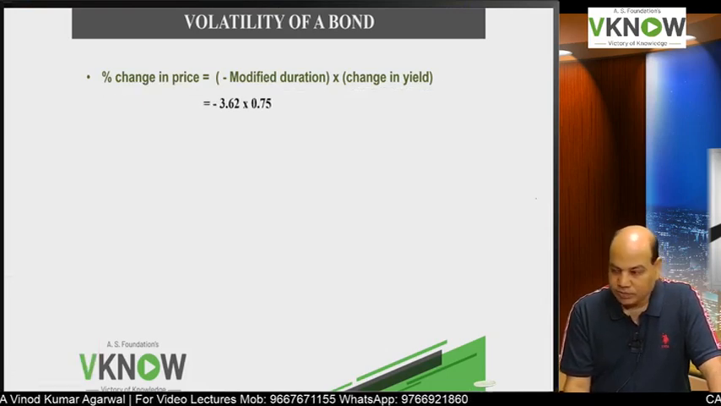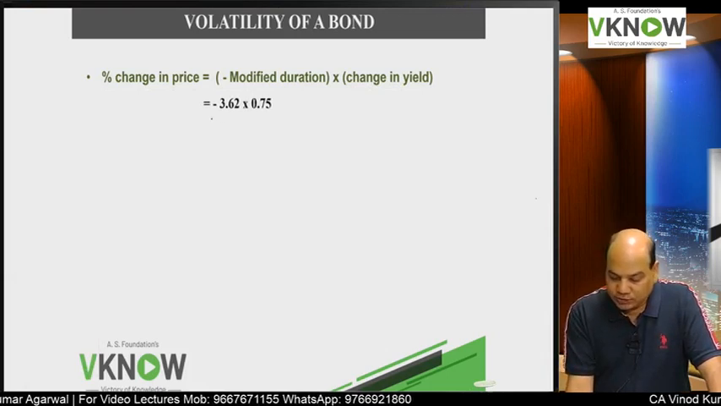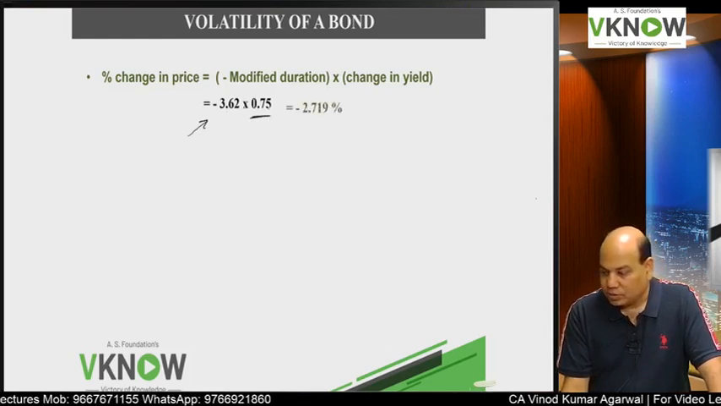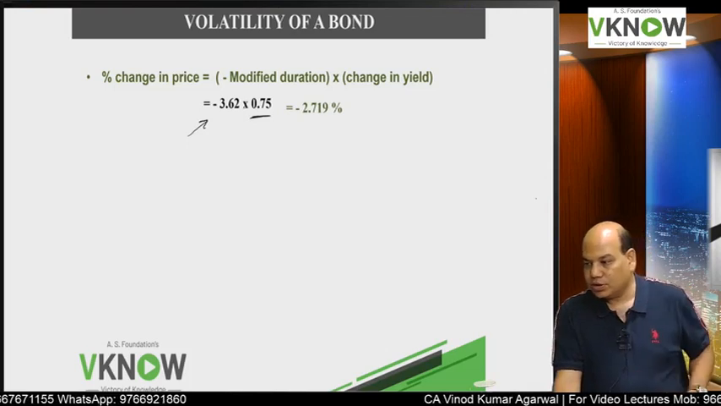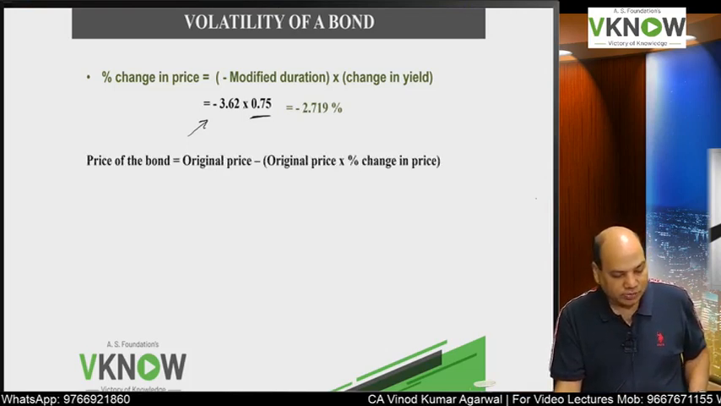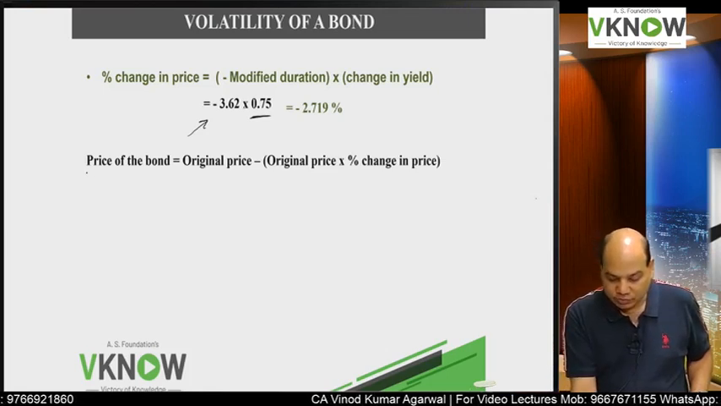Modified duration is 3.62. I'll put a minus sign here because the bond price will fall, because yield has increased. If yield increases, bond price will fall. So bond price will fall by 2.719%. And then the last part of the question is, what is the expected market price?